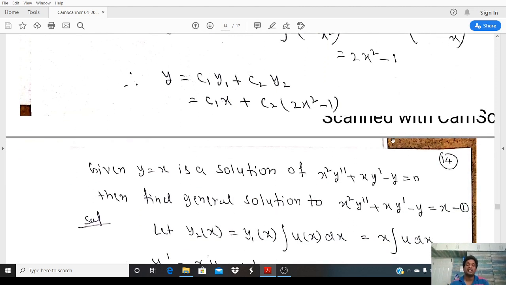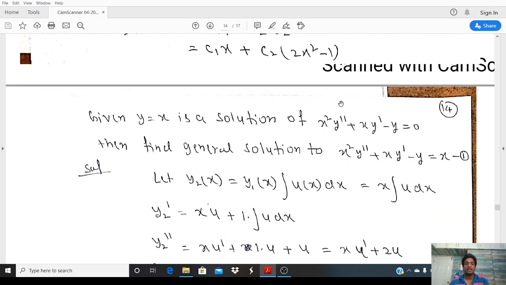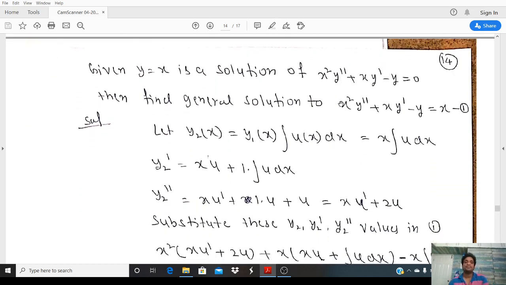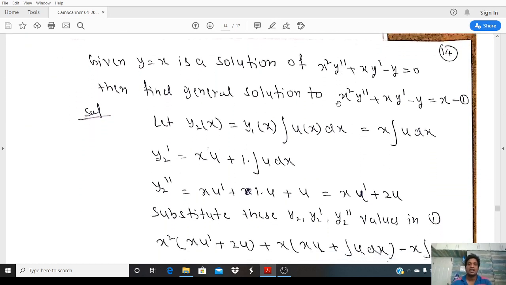So the solution is y is equal to c1y1 plus c2y2. c1 times y1, which is given in the problem as x, plus c2 times what we found just now, 2x square minus 1. Okay, and we move to the next problem, which is slightly different from the previous one. We don't use the formula here. We use the logic which we used to derive the reduction of order method.